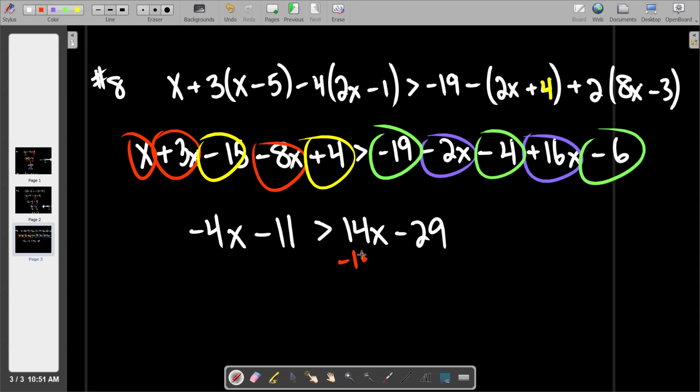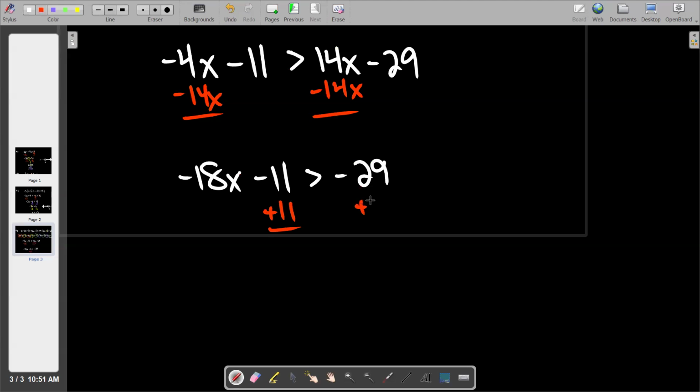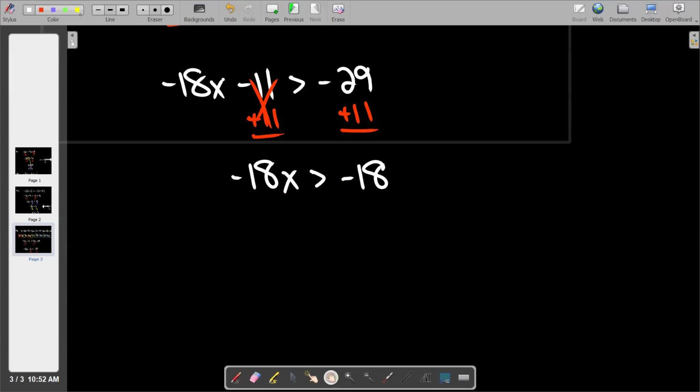So I'm going to subtract 14x from both sides like this. And that's going to get me to a place where I can say now negative 18x minus 11 is greater than negative 29. And it's at this point where you're like, this is feeling pretty good. I'm going to add 11 to both sides. You get negative 18x is greater than, and then you figure this out and you go, hot dog, negative 18. And then when we divide both sides by negative 18 at the very end, then we wind up with x is, switch the sign, x is less than 1.